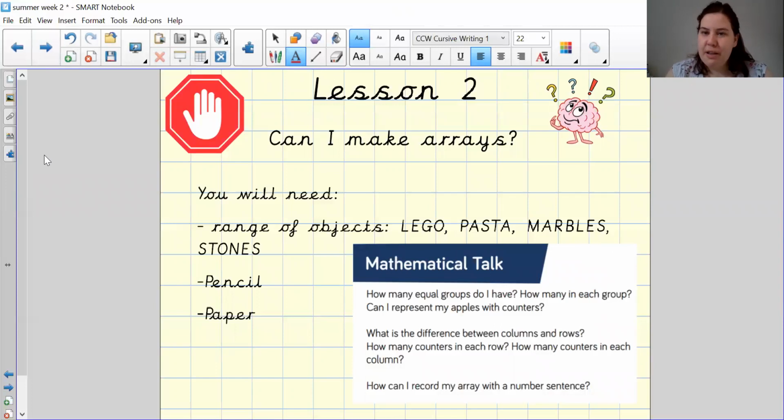So come back tomorrow for another fun and exciting lesson where you are going to be making arrays. So if you really want to challenge yourself, maybe you can have a look and research before our lesson tomorrow.